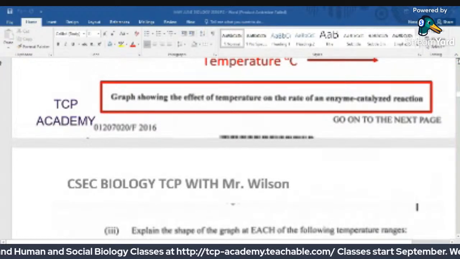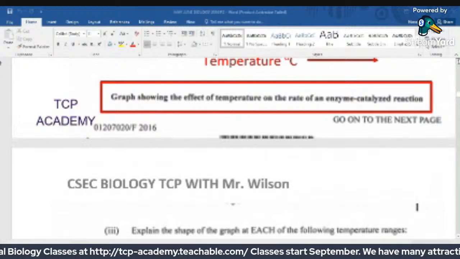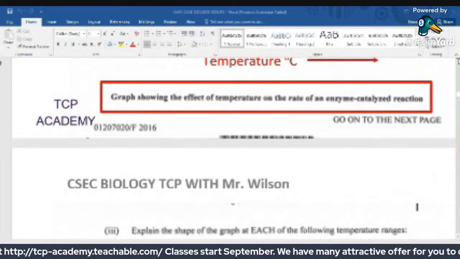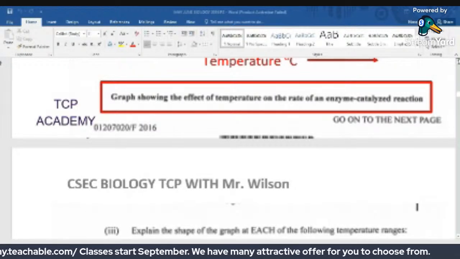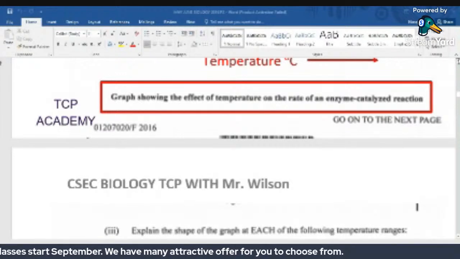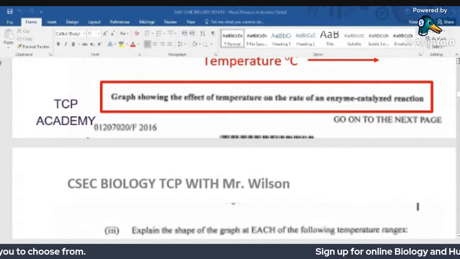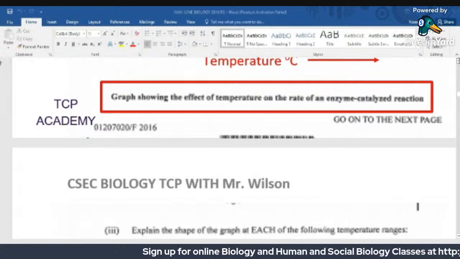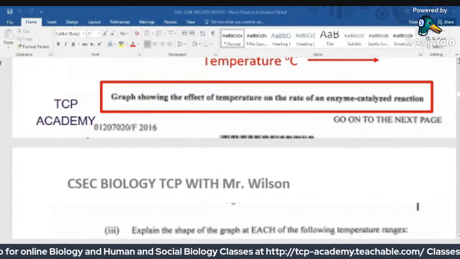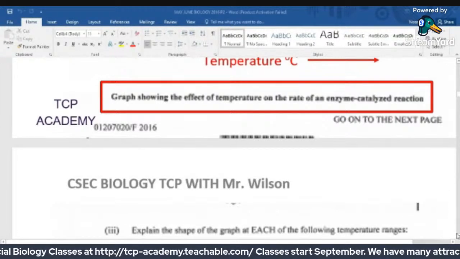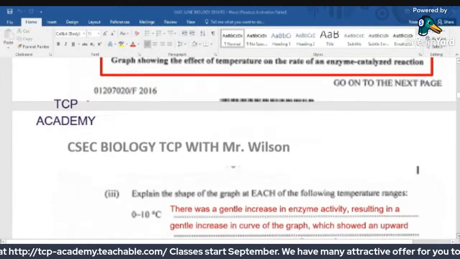Explain the shape of a graph at each of the following temperature ranges. So we want to explain the shape of the graph. In explaining the shape of the graph, two things might be captured. Why is the graph shaped like it is shaped? And what does the shape actually mean? We want to know why it is shaped like that and what this shape means. These two things we need to take into consideration. So let us look at what the answer is for this particular question.